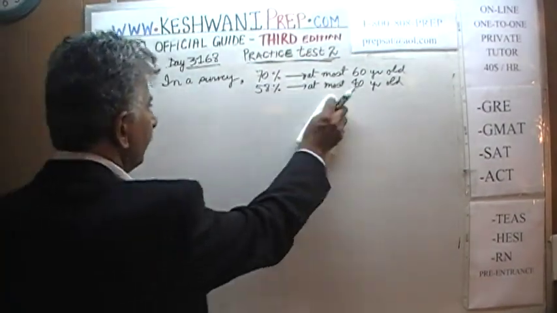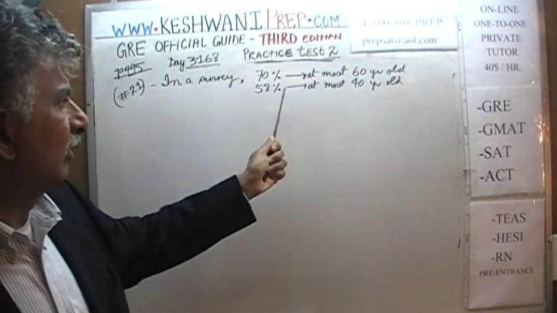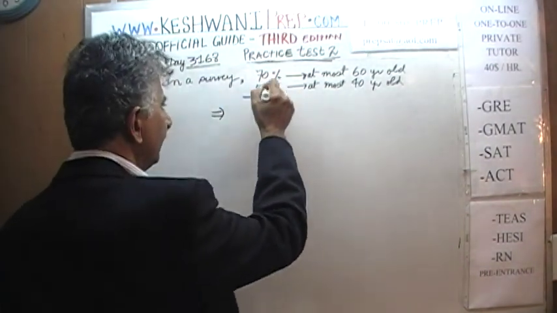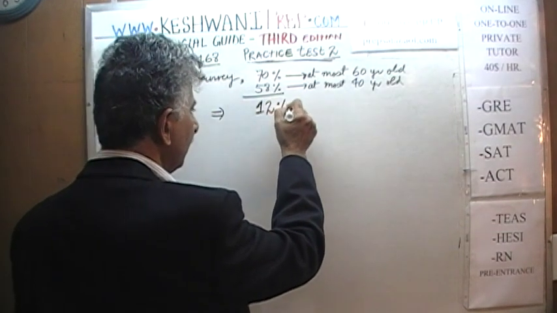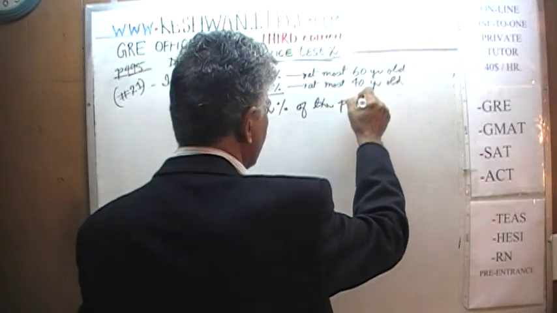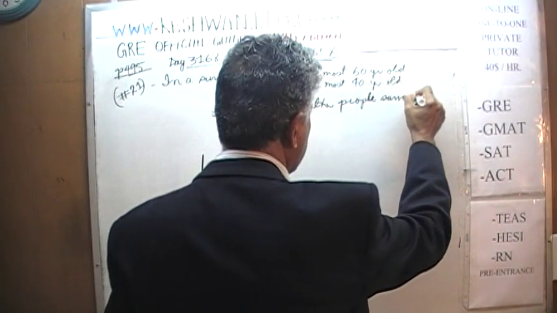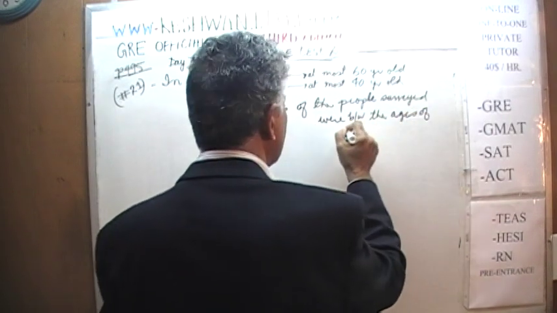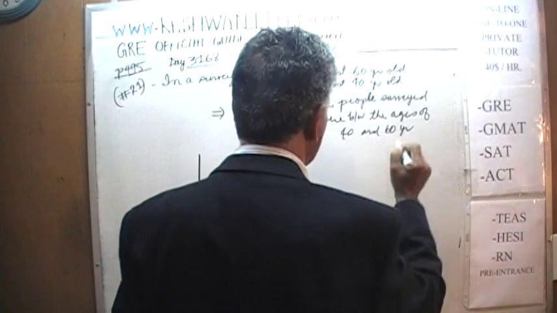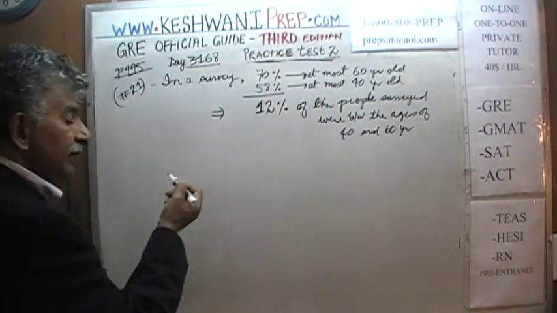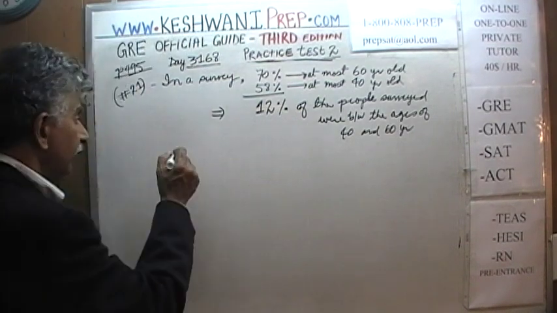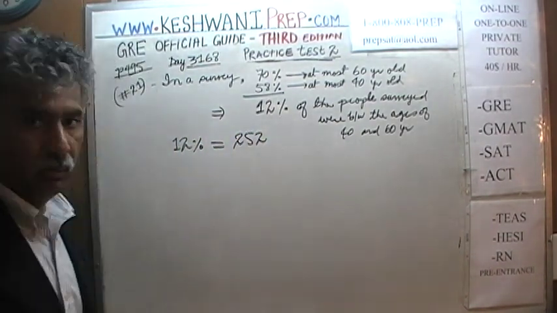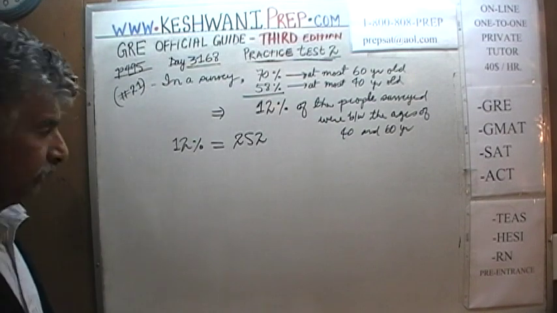So let's begin then, shall we? Here we have 70% of the people said that they were at most 60 years old, and 58% of the people said that they were at most 40 years old, which in turn implies, if you take the difference, that 12% of people surveyed were between the ages of 40 and 60 years. But we are also told that there were 252 such people in the survey, which means that the 12% that we just found has to equal 252 people. Let's work on it, shall we?